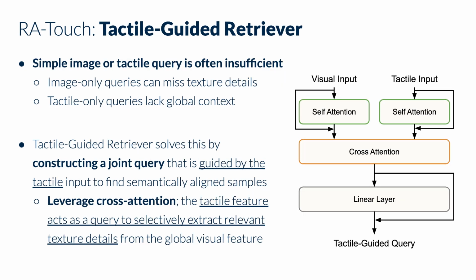Now for our first key component, the tactile-guided retriever, which generates an effective query for retrieval. A simple query using only image or tactile features is insufficient, as one can miss texture details while the other lacks global context. To solve this, our retriever constructs a joint query. It applies cross-attention, using the tactile feature as a query to selectively extract relevant textural details from the visual feature. This process creates a powerful, semantically aligned query, enabling a much more precise retrieval.